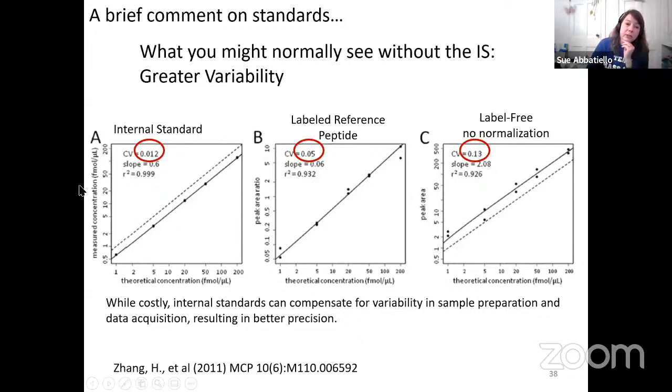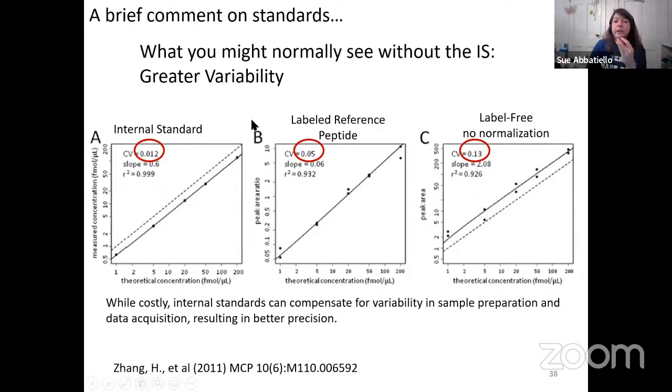And here on the left-hand side, we had an internal standard. So the measured concentration is that analyte divided by the internal standard, multiplied by the amount of heavy that was spiked in, and this gives us the femtomole per microliter concentration. Then when it's plotted, we look at the R squared and the slope, and that's all fine. But the coefficient of variation, which means the variability of each of the measurements taken, is about 1.2%.